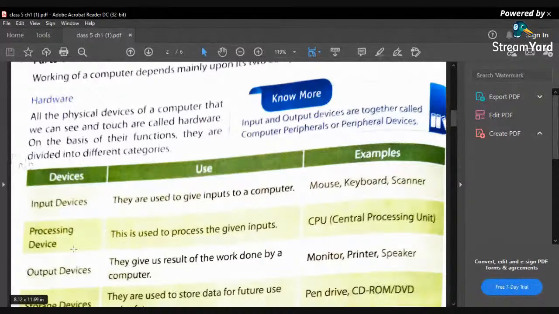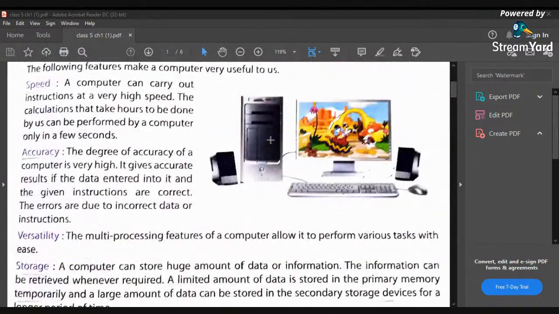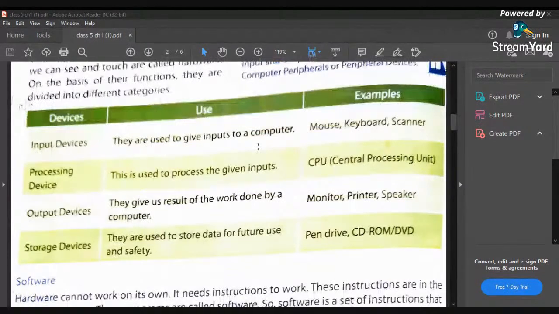After that, the processing device. This is based on processing the given input. Processing devices are the CPU, Central Processing Unit. Students, underline this. What is the full form of CPU? Central Processing Unit. In the previous chapter, you already saw this. It is also called the brain of the computer.